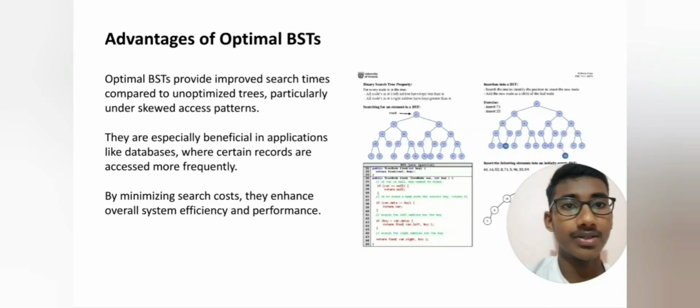Next, advantages of optimal binary search trees. Optimal binary search trees provide improved search times compared to unoptimized trees, particularly under skewed access patterns. They are especially beneficial in applications like databases where certain records are accessed more frequently. By minimizing search costs, they enhance overall system efficiency and performance.